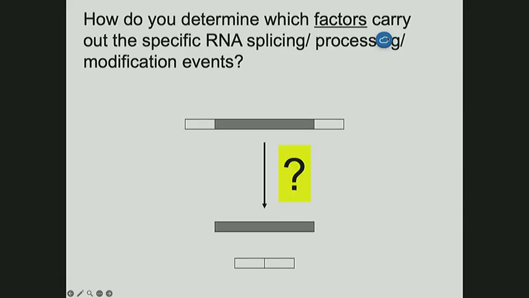All right, so we know a lot about the enzymes that do all of these different events, but how was this actually determined? How would you find the factors that carry out a particular processing event on an RNA? In other words, if you have this as your pre-RNA and you know that this gray spacer needs to be removed and these two ends ligated back together, how do we find that activity?